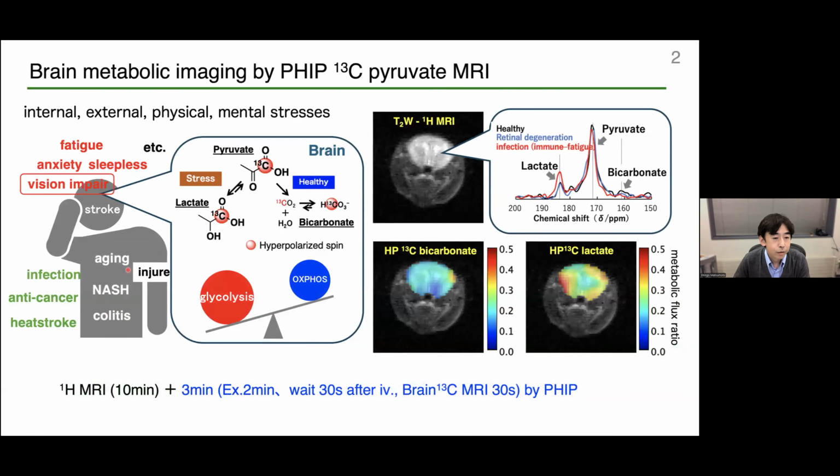We are currently exploring new biomedical applications of the hyperpolarized carbon-13 MRI technique, particularly non-invasive evaluation of brain metabolic alteration under stress and disease conditions. FIP is well suited to this purpose because of its very quick polarization build-up time. Today, I'd like to show one representative result in the case of a vision impairment model.